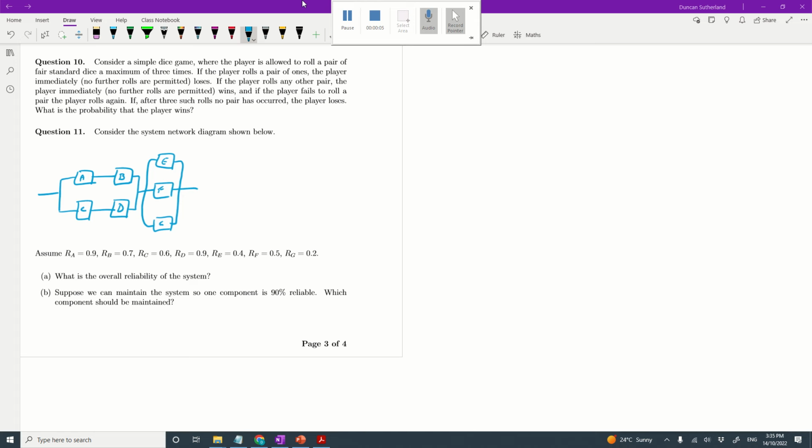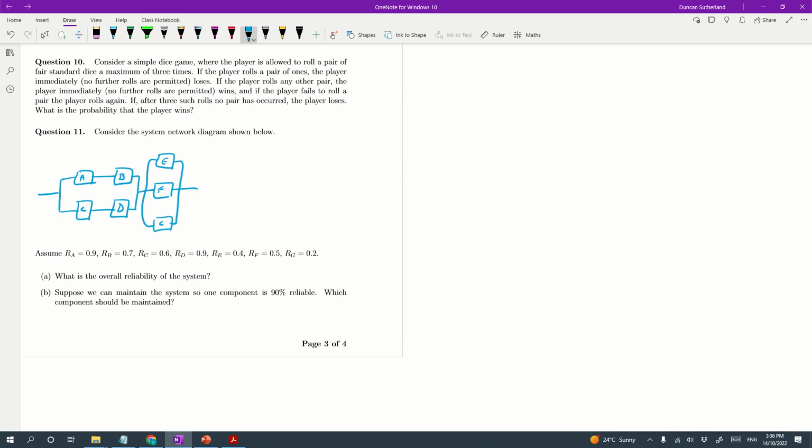Alright, question 10. We've got this dice game. We can roll a fair standard dice a maximum of 3 times. If the player rolls a pair of ones, they lose at any point. If they roll another pair, they win. But if they don't achieve a pair after 3 rolls, they lose. Okay, so let's work through these possibilities. We're after the probability that the player wins.